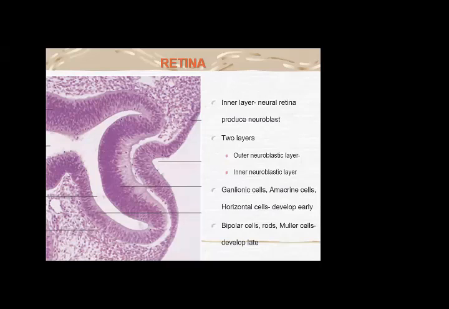अब out of all the cells of the retina, the ganglion cells, the amacrine cells, and horizontal cells, they are the first to develop. So they develop early. I repeat once again, the amacrine, the horizontal, and ganglion cells, they are the earlier ones to develop. जबकि later cells जो develop करते हैं उनमें molar cells होते हैं, rods होते हैं, and bipolar cells of the retina होते हैं.